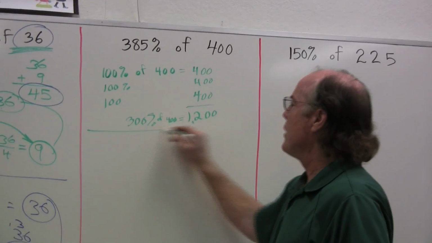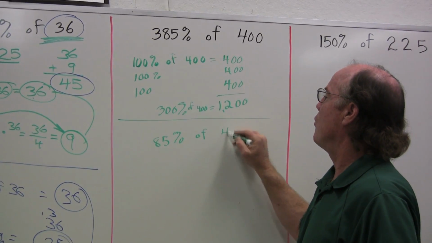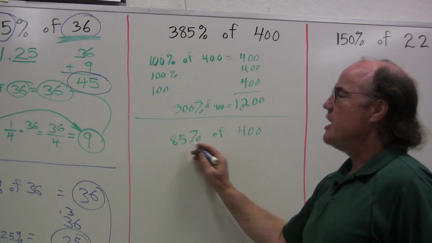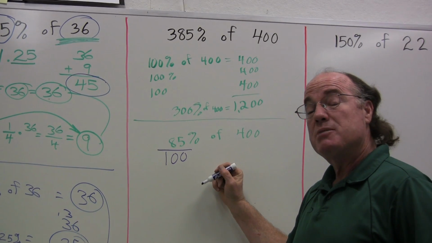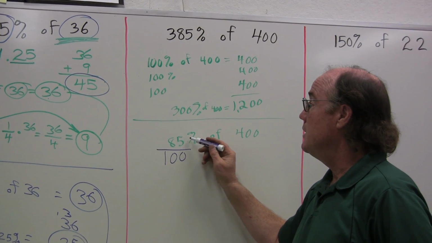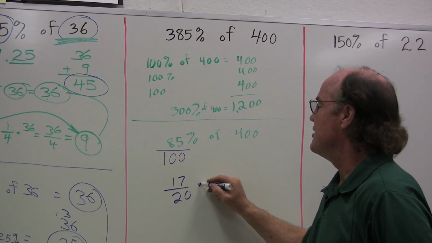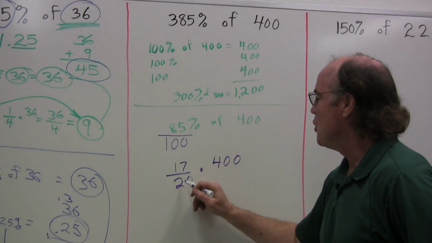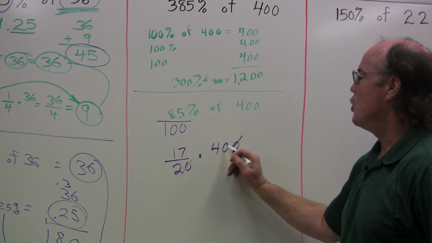Now we have to figure out 85% of 400. Okay? And if I was going to do this, let's say we do it by fractions. Now what's the biggest number that goes into here or here? It's going to be 5. So we get 17 over 20 times 400. Now watch this. Now how many times can 2 go into 40?